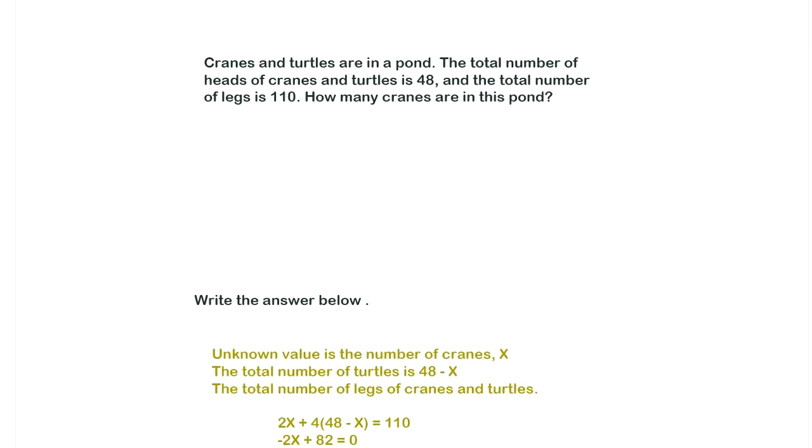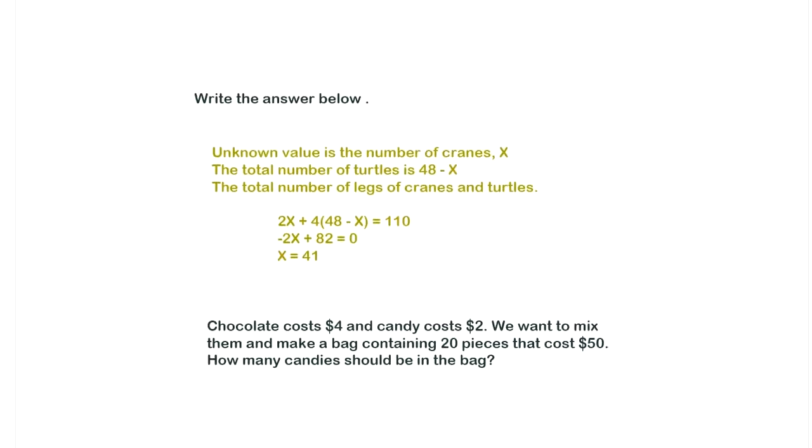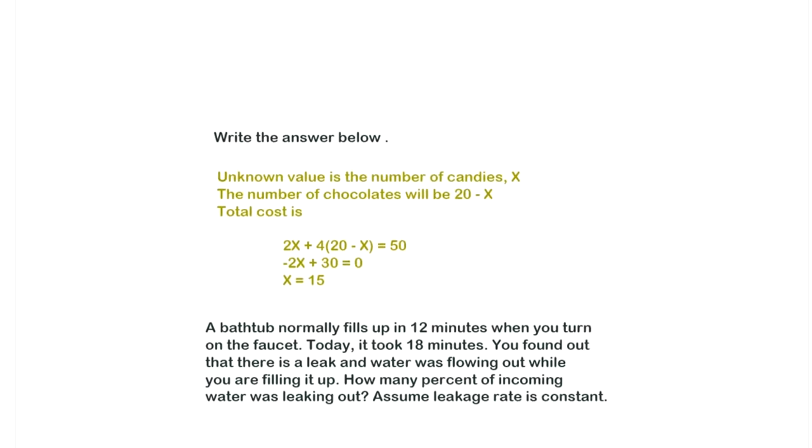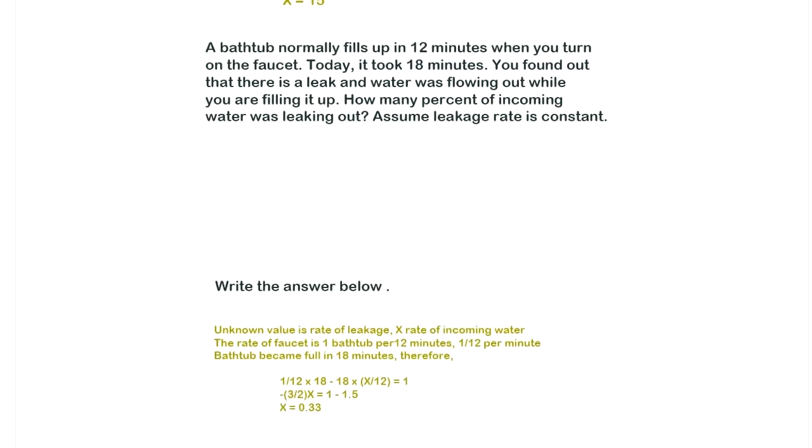Crane and turtle are in a pond. The total number of heads and legs total 48. Okay, we did the same problem, similar problem in the previous video. If you don't get it, please go back. Chocolate costs $4 and candy costs $2. We want to mix them to make a bag containing 20 pieces that costs 50. How many candy should be in the bag? Okay, this is also simultaneous linear equations.